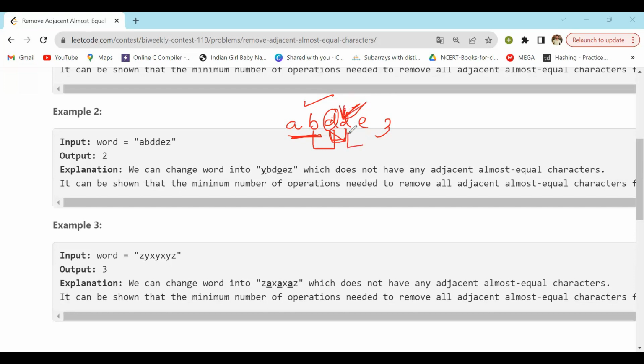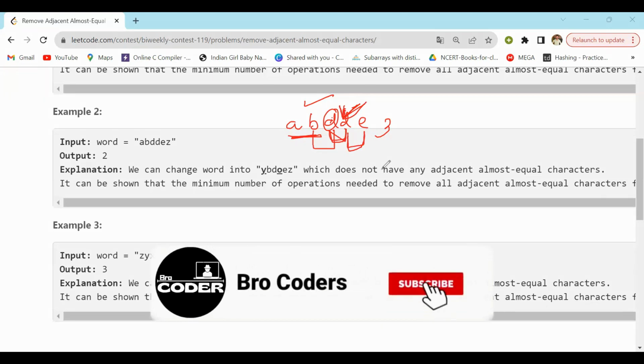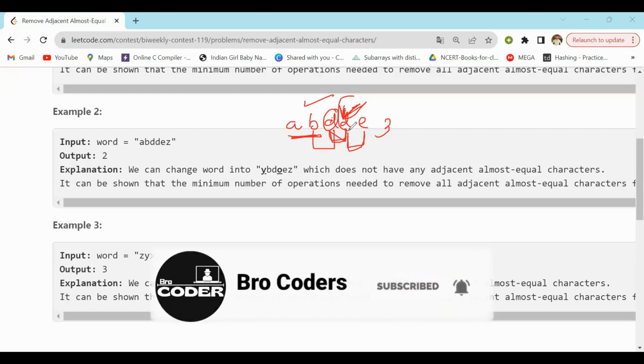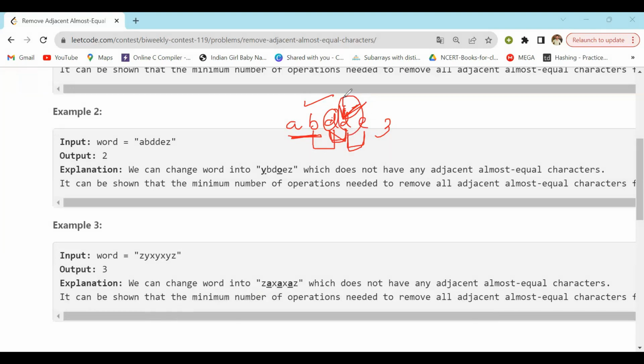Okay, now moving ahead. D, D. Are they almost equal? Yeah. So we should change one. Was the first one changed before? Yeah, it was changed before. So we can change this one again. Yeah. No, it's fine. Moving ahead, E, Z. Are they almost equal? No. So how many changes did we do? Two.